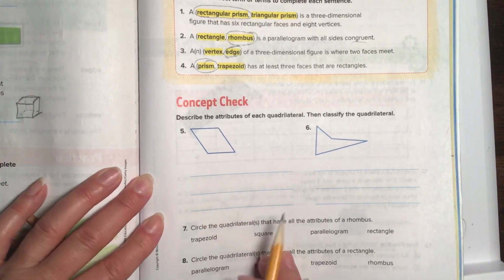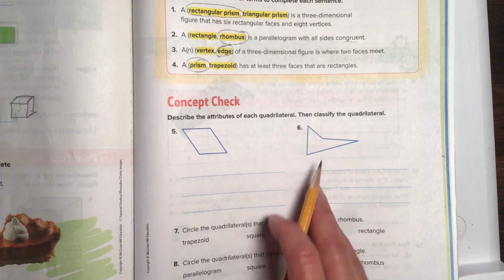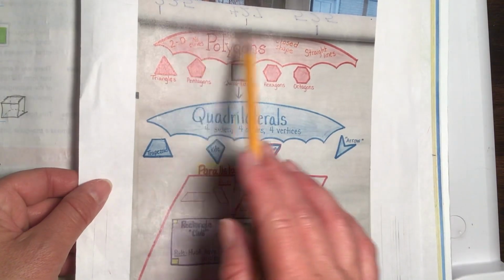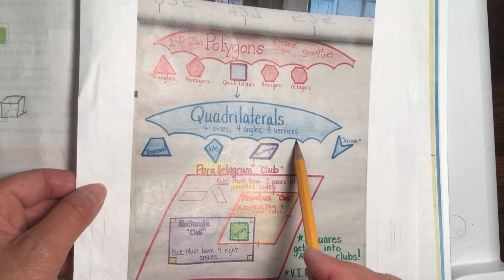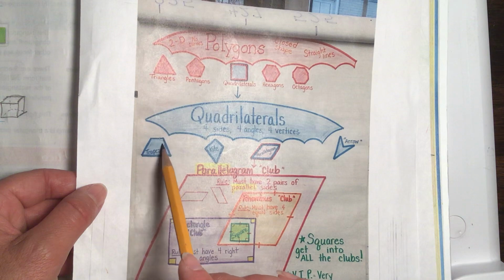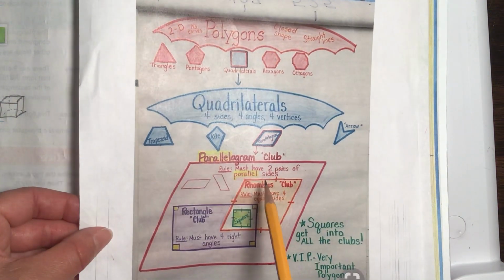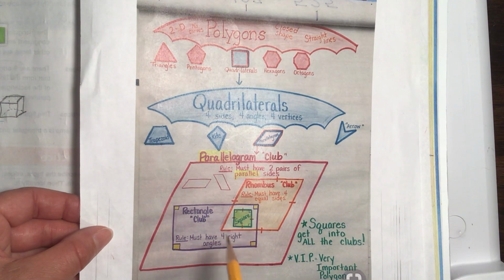Okay, now we are going to go over classifying quadrilaterals. Now remember, quadrilaterals are a polygon, and they all have 4 sides, 4 angles, and 4 vertices to be a quadrilateral. These ones are the not regular ones. These ones are the ones that can be considered regular because they have 2 parallel sides. Remember, the square is the most important one because it can fit into all the clubs.